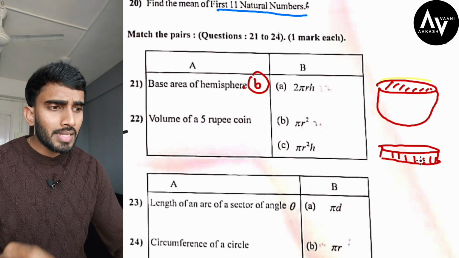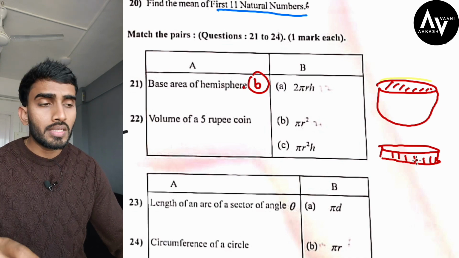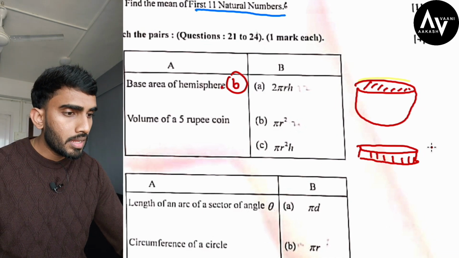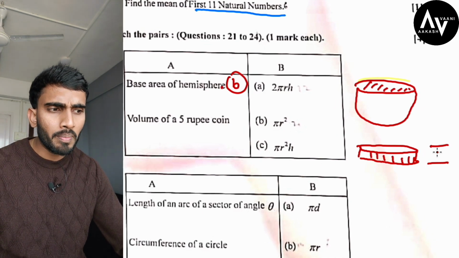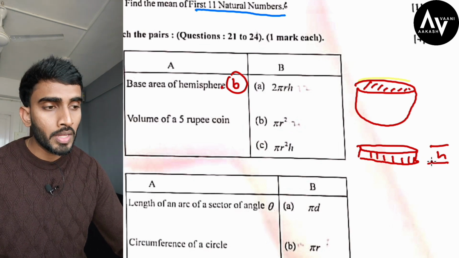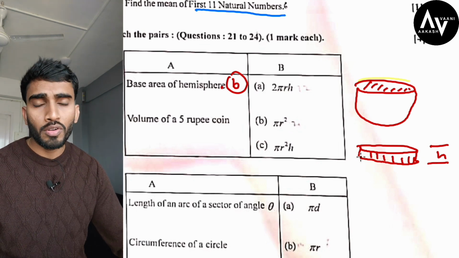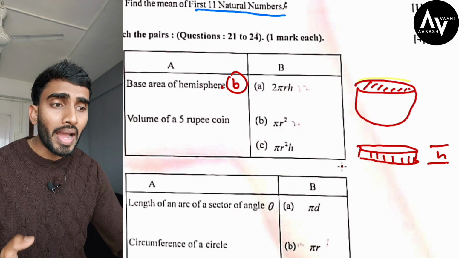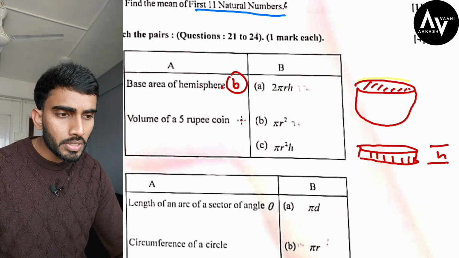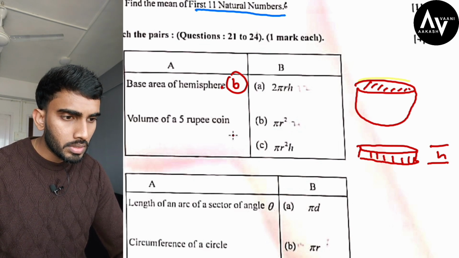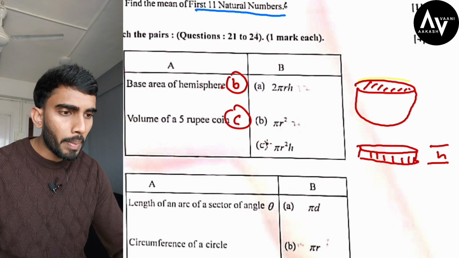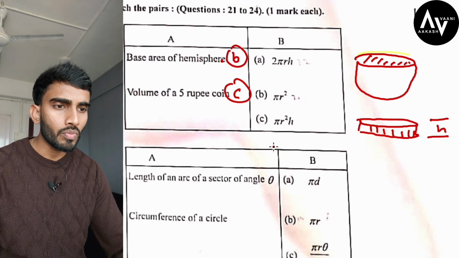It looks like a circle, but it has some thickness, which makes it a cylinder with some height. So it is a cylinder. So what is the formula to find the volume of a cylinder? It is pi r square h, that is option C, pi r square h.